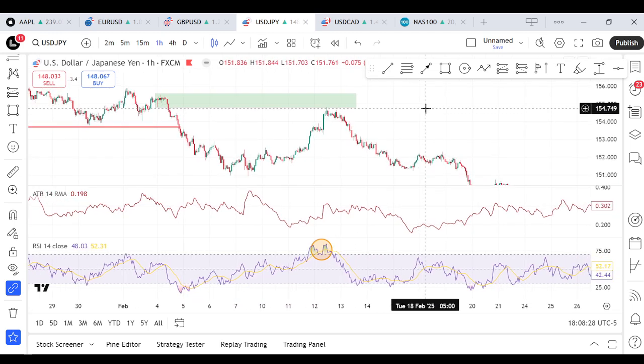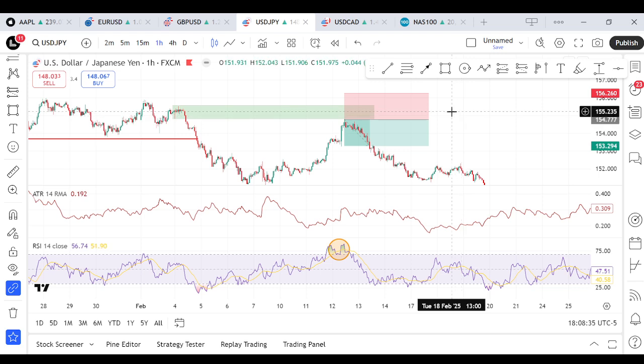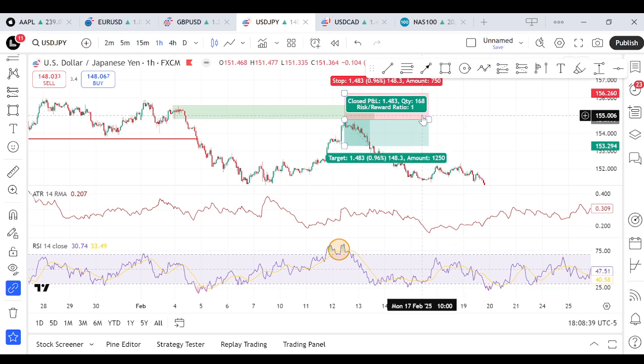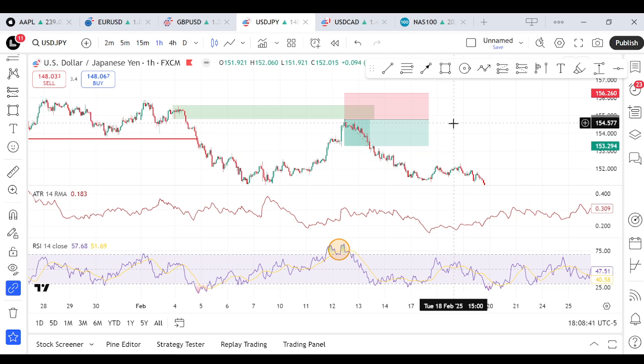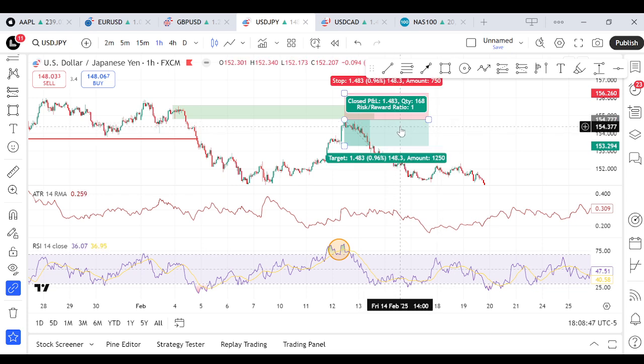Now looking at this, we will be looking to take our sell trade from this zone, so place a short trade here. And the next step is, once both conditions are met, with the ATR confirming volatility and RSI signaling momentum, you can enter your trade, just like I've clicked my sell trade here.